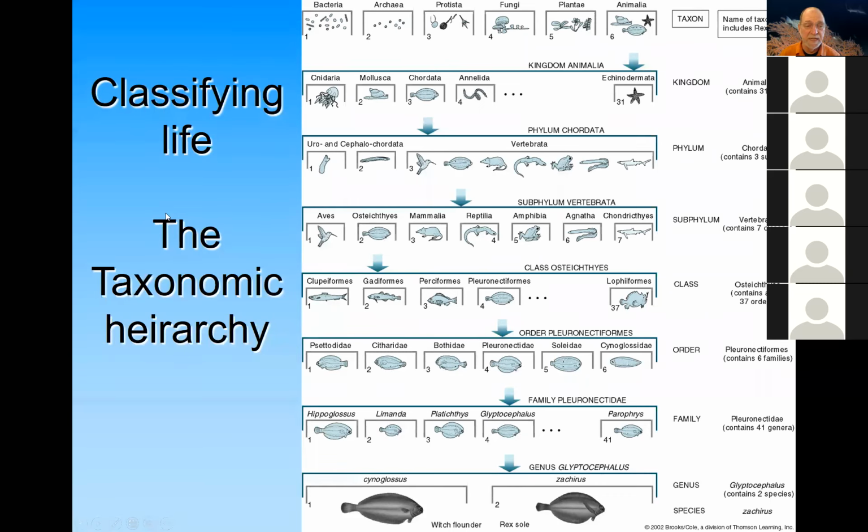So that's the classic view of the taxonomic hierarchy, and people talk about a mnemonic, King Peter came over from Germany, seeking fortune, I guess. I can't remember the mnemonic now, but kingdom, phylum, subphylum, class, order, family, genus, and species is the order of the taxonomic hierarchy.